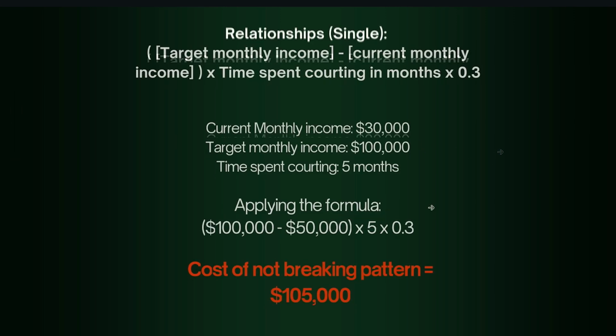The second piece here, if we go into relationships, say you have a current monthly income of $30,000 and a target monthly income of $100,000, and you take 5 months to court, 5 months of dating, 5 months of meeting people, 5 months of having different sexual connections and not having your focus. That is costing you a significant amount of energy. In this case, this formula shows you actually spending and losing $105,000 by not having and being able to attract a solid, deep connection and staying in your power.